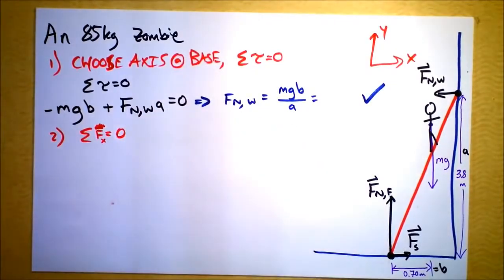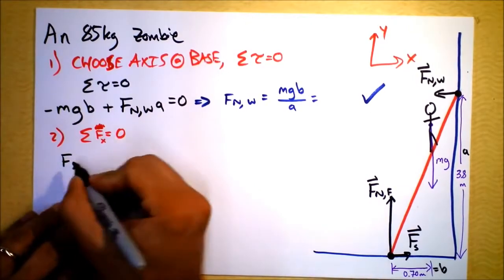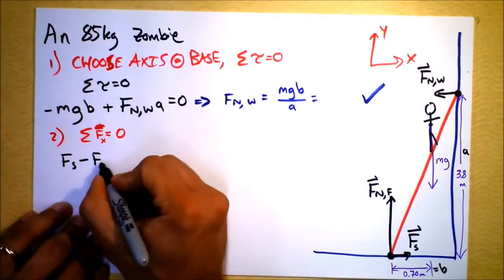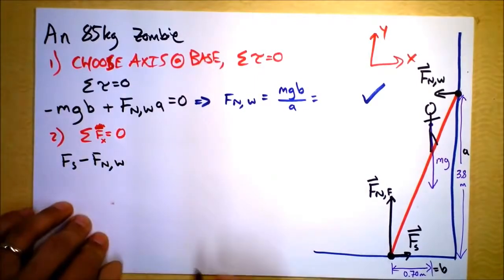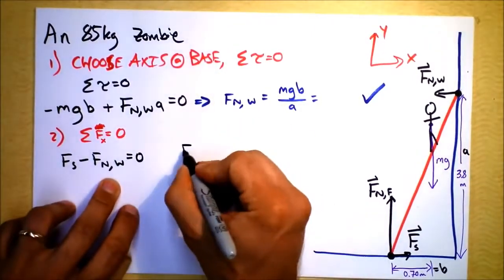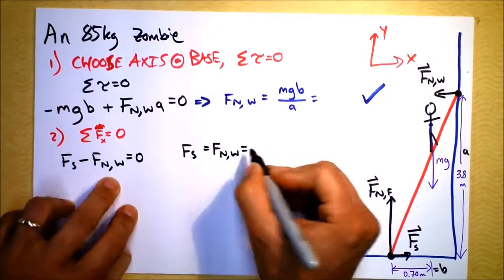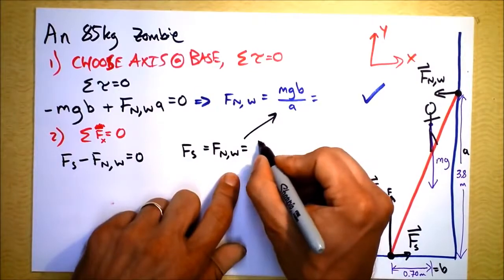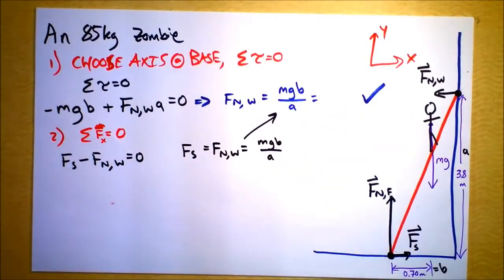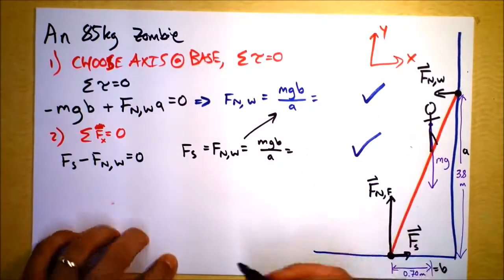So as we make this concrete, the forces in the X direction are the force of static friction, and this is a negative force. This is negative the normal force from the wall, and that stuff equals 0. So we can say, oh shoot, the static force of friction is equal to the normal force from the wall, which is in turn equal to mgb divided by A. So we can declare that also done. Check. And you have that number already, right? Yeah, so you can put that down there.